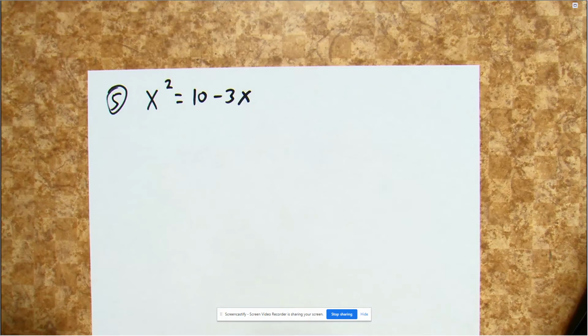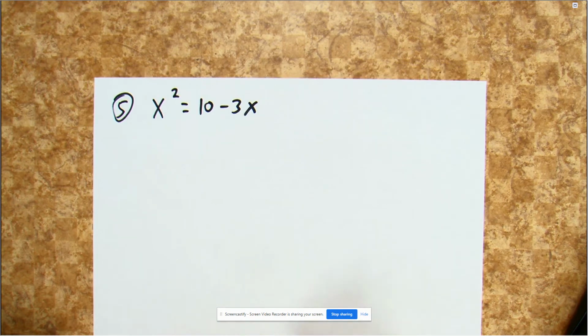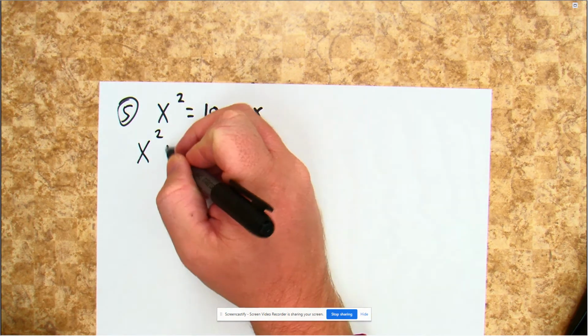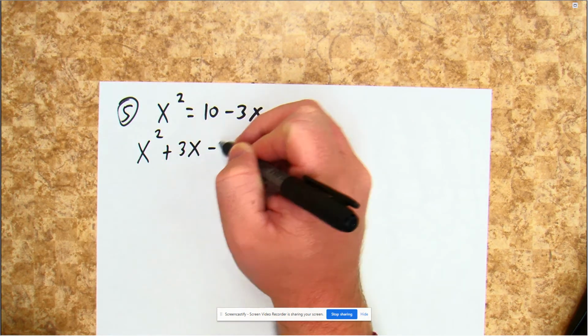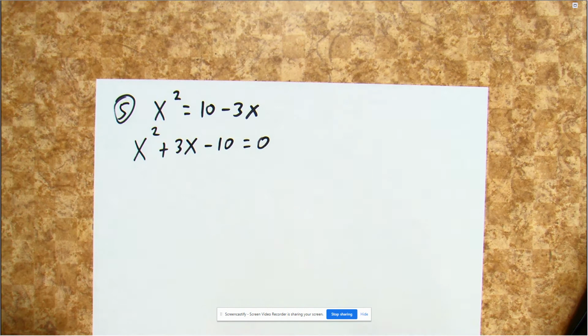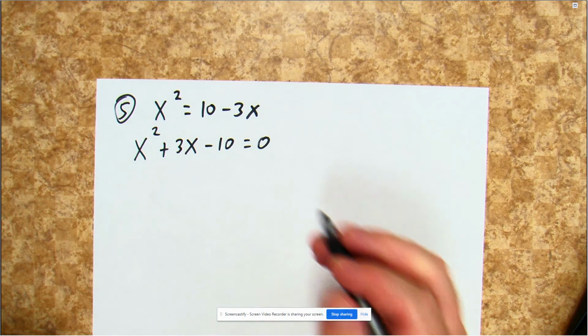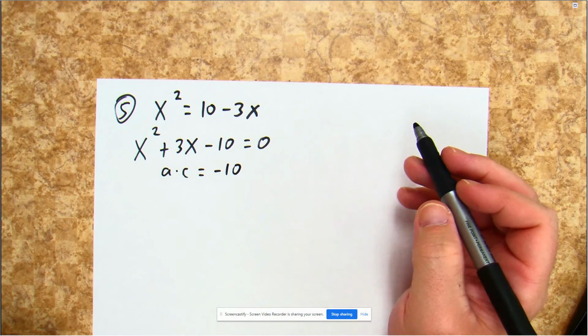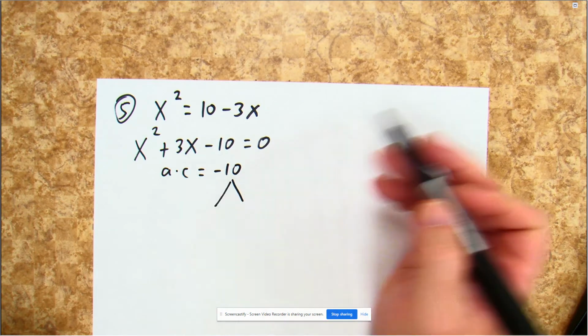Now I'm looking at this particular problem. It is not equal to 0. To solve it, you're going to have to get it equal to 0 by adding the 3x over and subtracting the 10 over. Once I have it set equal to 0, then I can begin to solve this problem. Solving this problem, again, using the Tucker method, a times c is negative 10. I'm going to find two magic numbers.